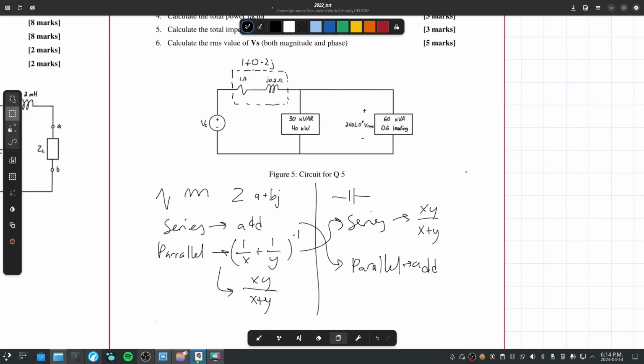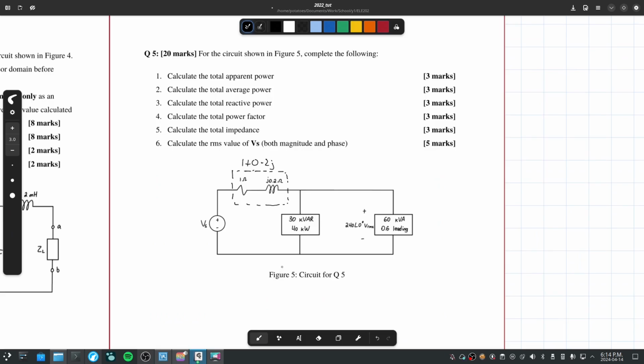So, anyway, question 5. Calculate the total apparent power. So to find the total apparent power, you have to add all of the power being absorbed by everything. It doesn't matter if it's parallel. It doesn't matter if it's series. And that pretty much makes sense. You're basically asking how much power is being absorbed by each one of these. And by conservation of energy, you just add them all up.